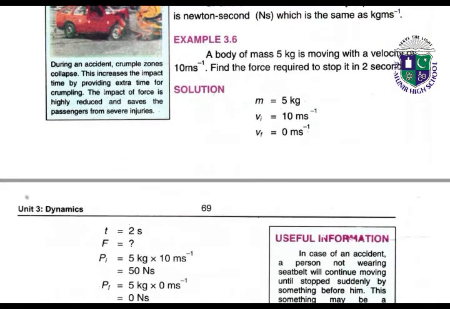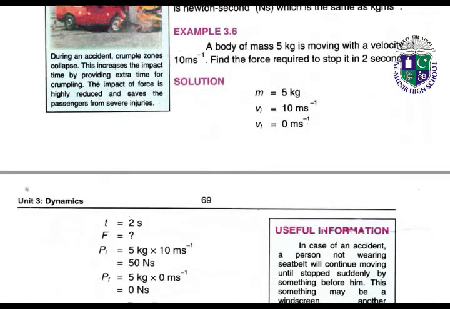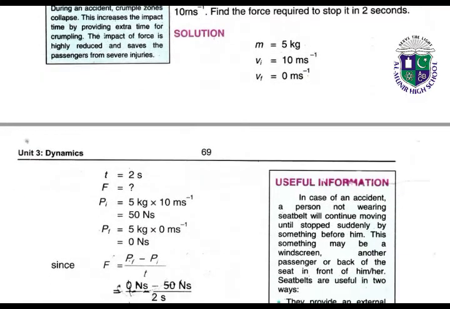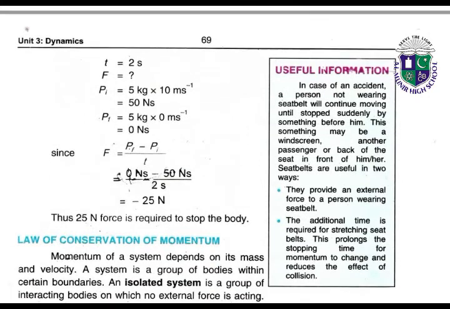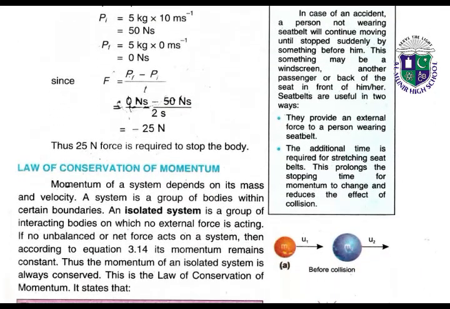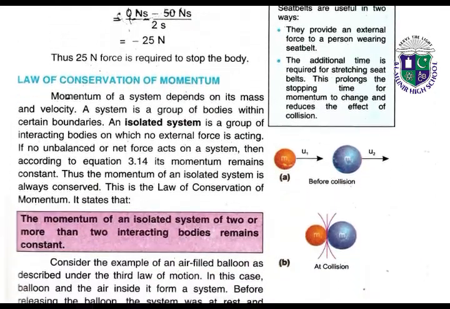Here we have another example, 3.6. We have mass 5 kg, initial velocity 10 meter per second, final velocity is 0. If we put these values in the equation, we will get the answer.